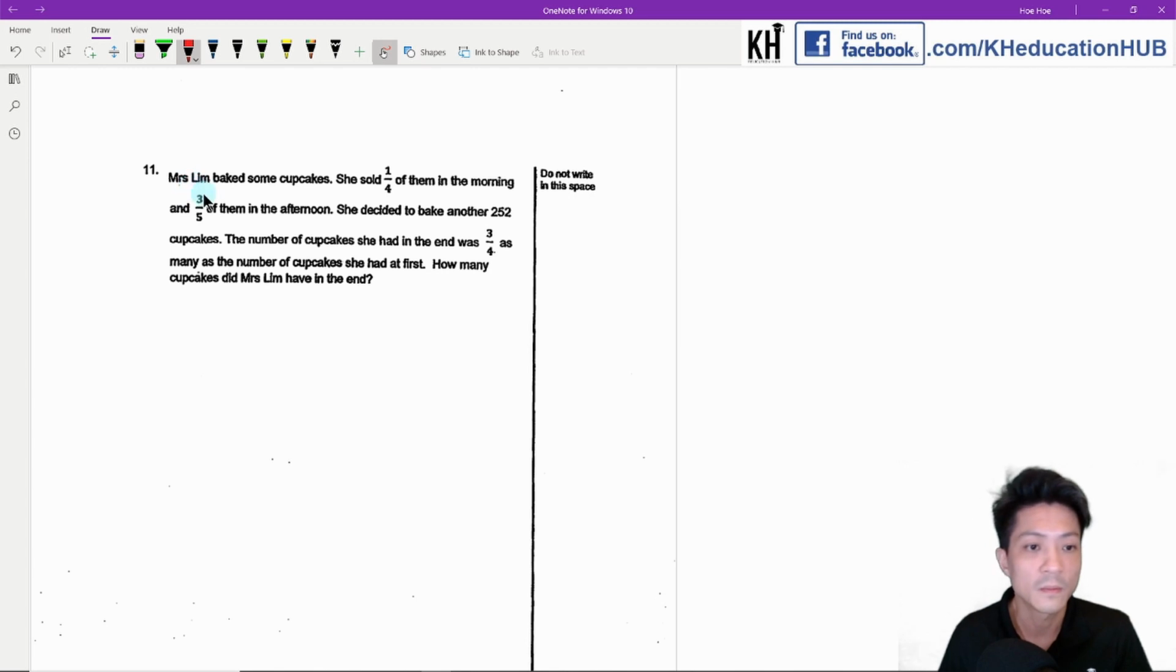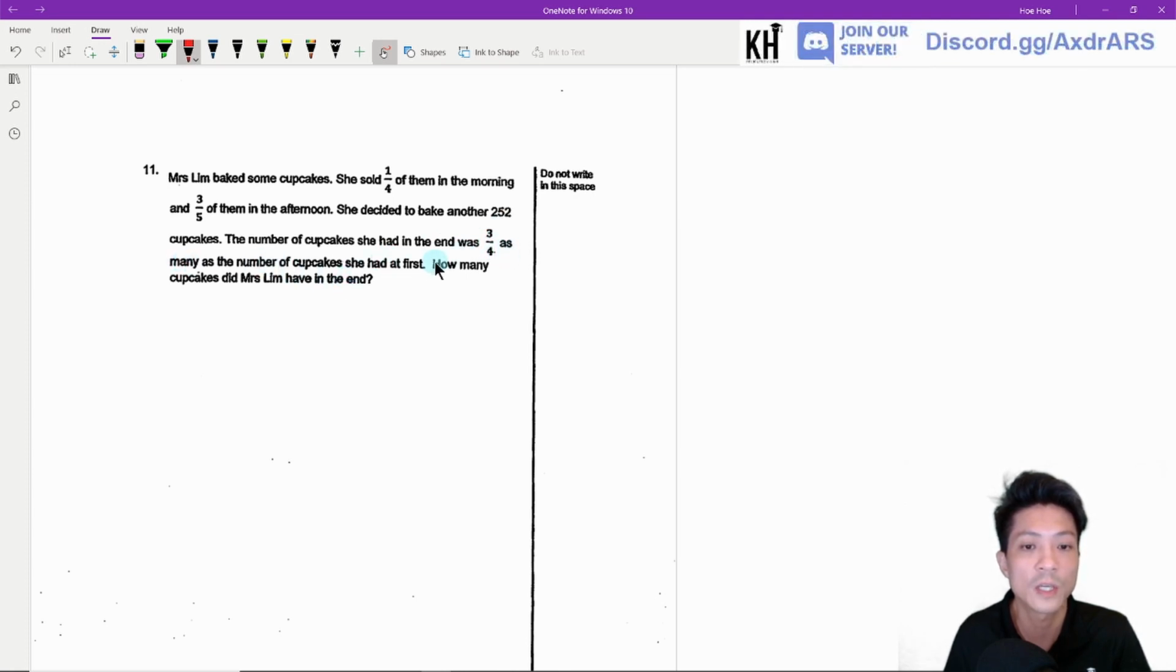Question 11. Mrs. Lim baked some cupcakes. She sold a quarter of them in the morning and 3/5 of them in the afternoon. She decided to bake another 252 cupcakes. The number of cupcakes she had in the end was 3 over 4 as many cupcakes as she had at first. How many cupcakes did Mrs. Lim have in the end?